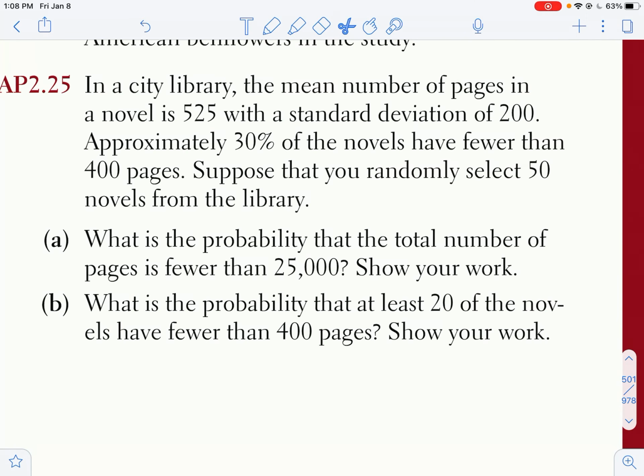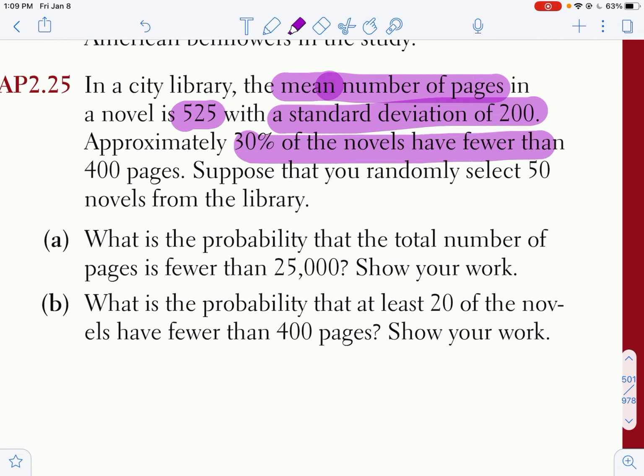In a city library, the mean number of pages in a novel is 525 with a standard deviation of 200. You will notice that I'm going to highlight the important stuff here. Mean number of pages, 525. Standard deviation of 200. Approximately 30% of the novels have fewer than 400 pages. Here's the big thing. We randomly select 50 novels from the library.